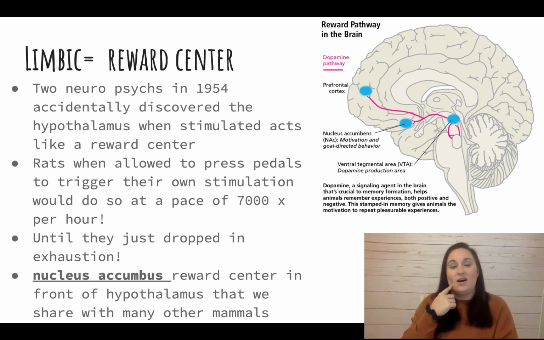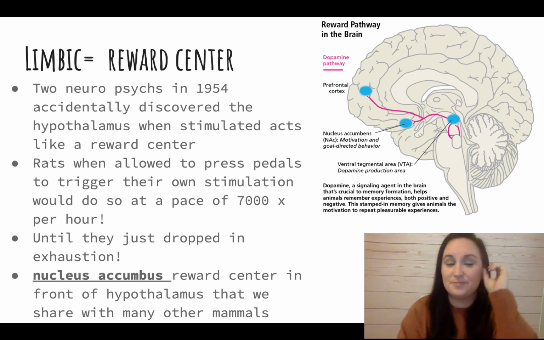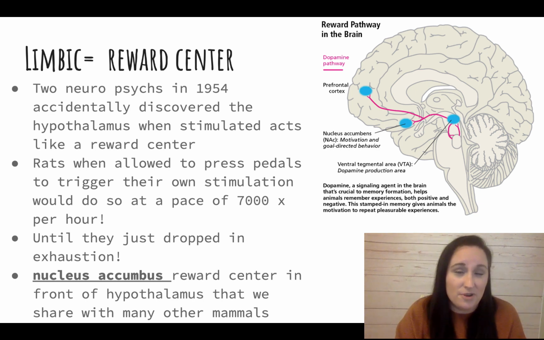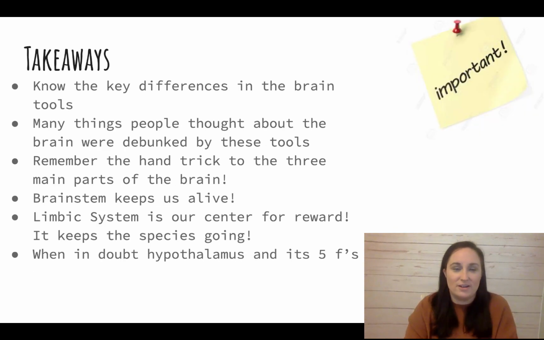Okay, and then they also found this nucleus accumbens. So they found these little reward centers within the hypothalamus, but these ones are in front of the hypothalamus, and we share these with other animals. So it's really cool research. They're constantly learning new things about how it's tied to addiction and working with that part of our brain to help people who deal with alcoholism and drug addiction. So that's kind of where our dopamine is created, our own dopamine, but then also drugs like cocaine and heroin.